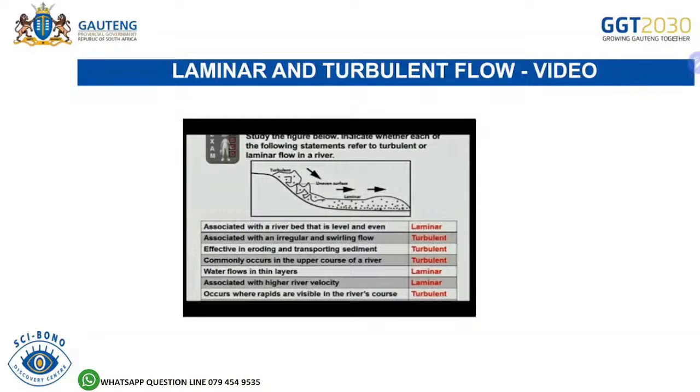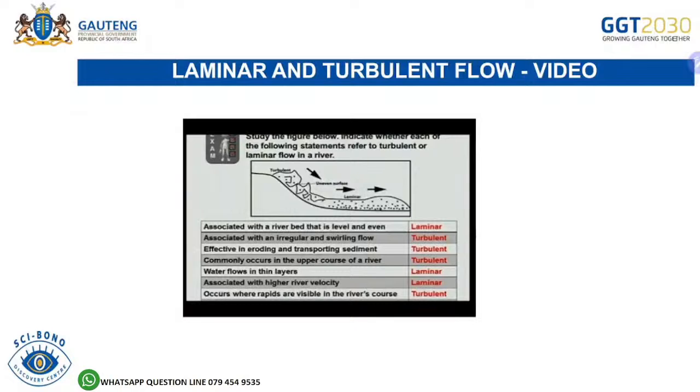Study the figure below. Indicate whether each of the following statements refer to turbulent or laminar flow in a river. Now, here we've got the diagram. And here we can see our turbulent flow there, and here we can see the laminar flow. I hope you've made a mental note of the images that you've seen in the previous slides. I purposely put the two next to each other so that you can see the difference between the two.